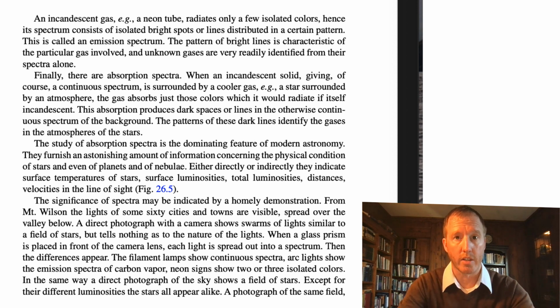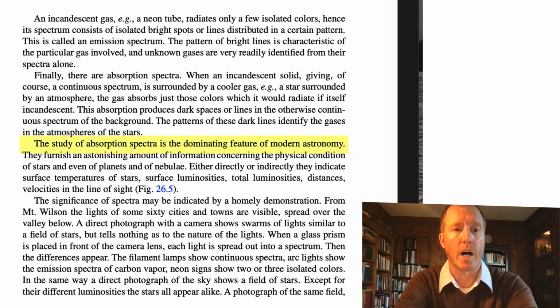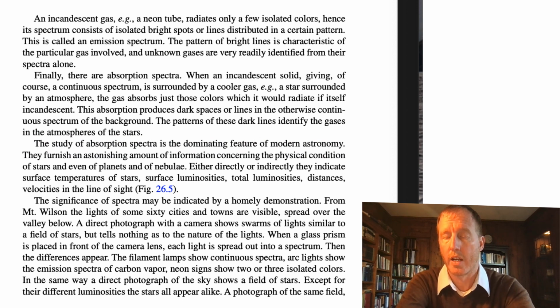The study, he says, of absorption spectra is the dominating feature of modern astronomy. And then he goes on to talk about some of the specific information one can get from absorption spectra. Perhaps the most important thing, as I mentioned, is the absorption spectra provide information about the speed of the nebula. How in the world do absorption spectra tell you something about velocity? Well, in order to understand that, one must understand the concept of the Doppler shift. So let me do a brief digression and talk about Doppler shifts.